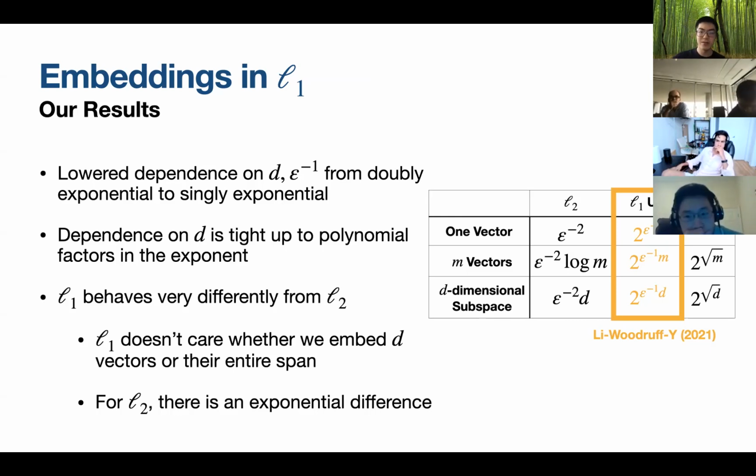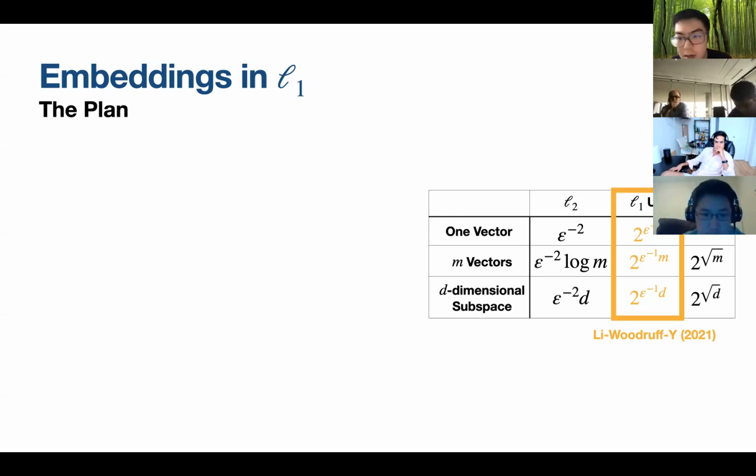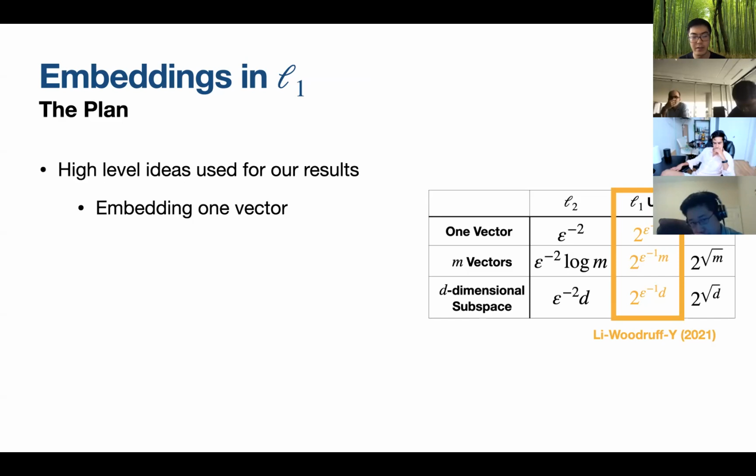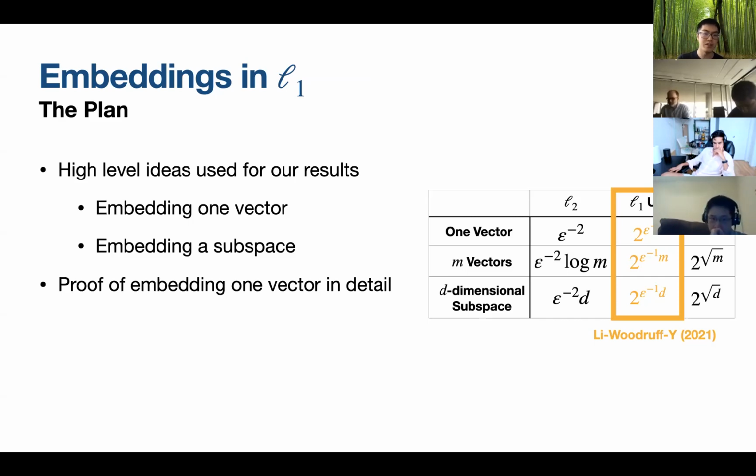Are there any other questions so far? Okay, great. For the rest of the talk, I'll be talking about the techniques that are used to obtain these results. First, I'm going to go over the high-level ideas used for our results: the first for embedding one vector and improving the dependence on epsilon, and the second for embedding a whole subspace. Then I'll go into more detail about the proof for embedding one vector.